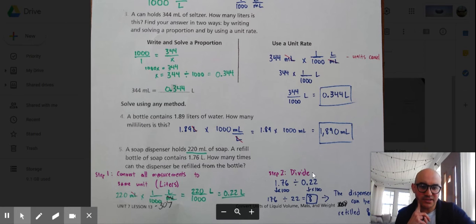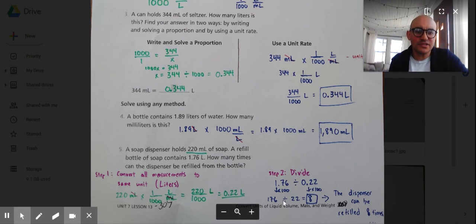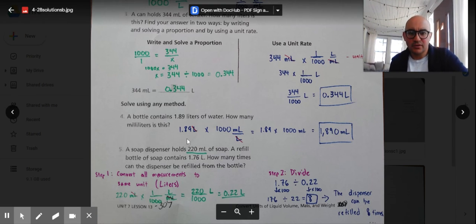The process to find that out is division. You guys know how to do all this. You just set up your division problem. 1.76 divided by 0.22. Always a good idea to remember that when we're dividing by decimals, when our divisor is a decimal, we want to make sure that our divisor is a whole number. So 176 divided by 22. All I did here is multiply by 100. I have limited space, so I had to crunch my handwriting. So 176 divided by 22 equals 8. So my final answer: the dispenser can be refilled 8 times.